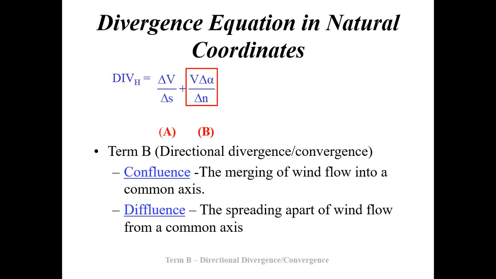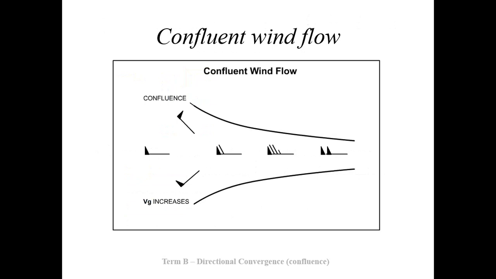So confluence would be the merging of wind flow into a common axis point, and diffluence would be the spreading apart of wind flow from a common axis point. Let me show you what it looks like on this graphic. This is an example of what's known as confluent wind flow.